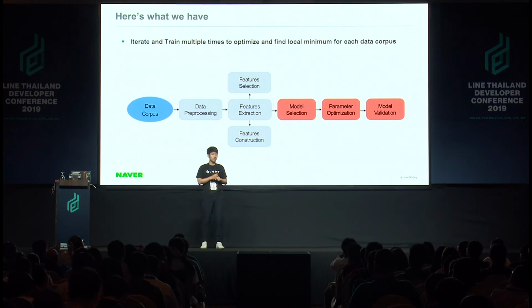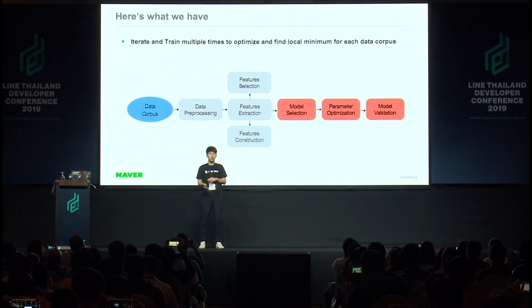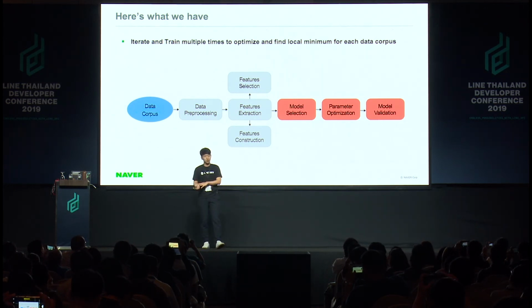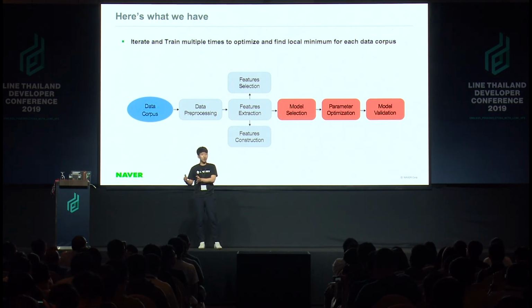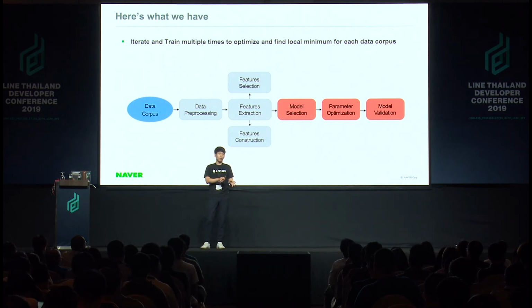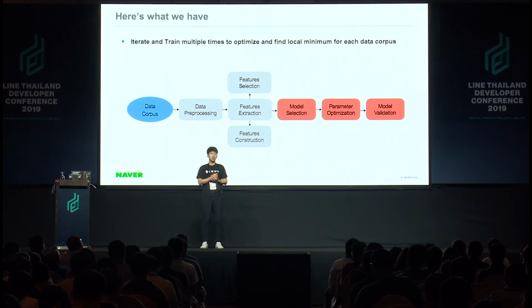So here's what we have. First of all, the data corpus comes in and is pre-processed, and we have feature selection, extraction, and feature construction. Then we build a default model, and after that, we tune all those models to get the most optimized model for that scenario. Focus on the red boxes: model selection, hyperparameter optimization, and model validation. All three parts iterate back and forth again and again to find the most optimized model for that data corpus.